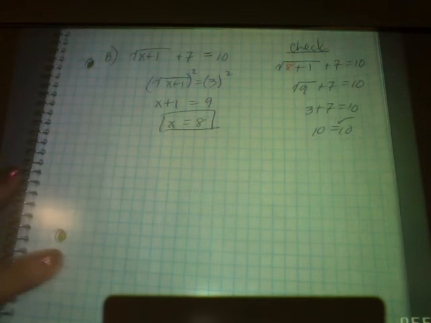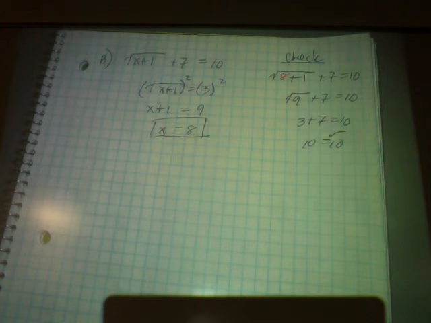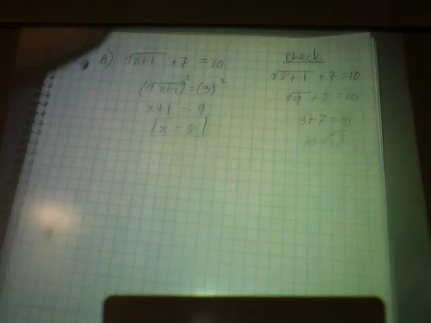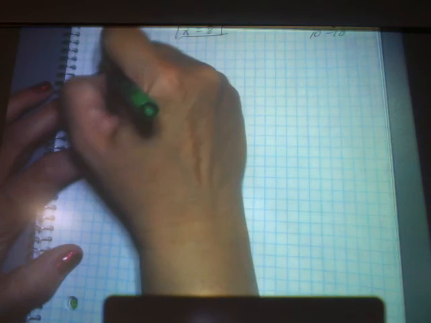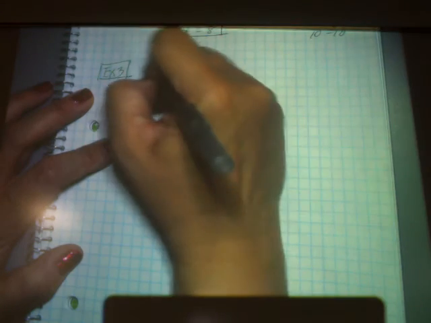All right, so what'd you get for a solution? 8, what's your check? 10 equals 10. Very good. All right, last set of problems. Example 3. And again, you're going to solve.